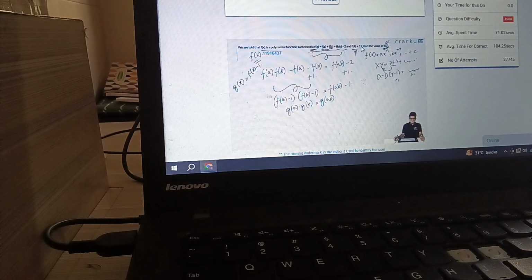What is the value of g of x? Because f of x is a polynomial, g of x will also be a polynomial. Because if you assume that f of x is of the form a into x to the power n plus b into x to the power n minus 1 plus dot dot dot plus c, the value of g of x will be very similar.